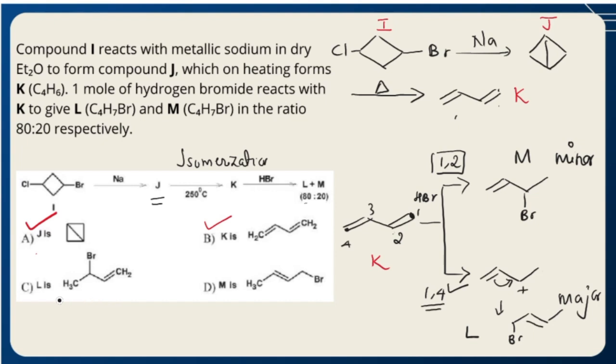Verify the options. L is given as 1,2 addition, but that is not correct. L is the 1,4 addition product. Hence, this is not correct. M is given as 1,4 addition. That is not correct. M is 1,2 addition. So, this is incorrect. Therefore, among the four options, only A and B are correct.